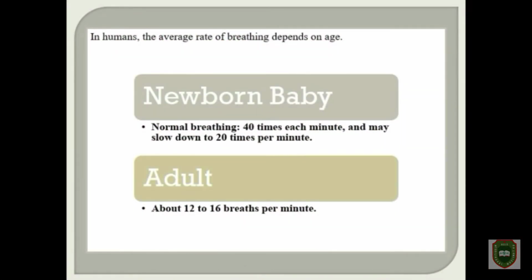In humans, the average rate of breathing depends on age. A newborn baby's normal breathing rate is about 40 times each minute and may slow down to 20 times per minute. For adults, it's about 12 to 16 times per minute.